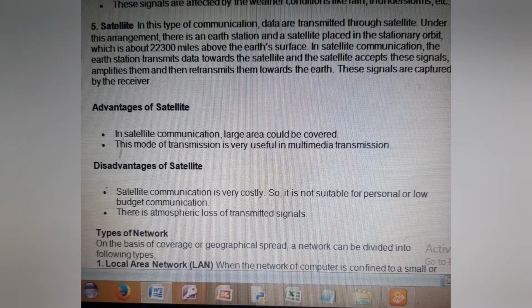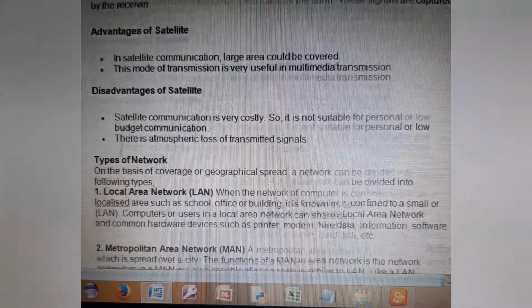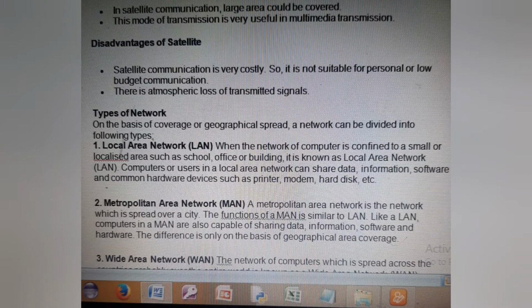Disadvantages are, it is very costly. Nobody can afford it except those who can afford to buy it. So it is not suitable for personal use. And there is atmospheric loss of transmitted signals also, because here also if the atmosphere gets disturbed, naturally the satellite will not be able to transmit the signals.